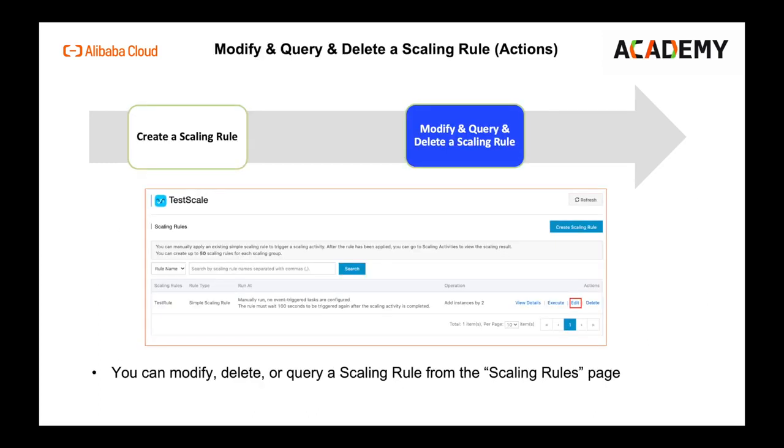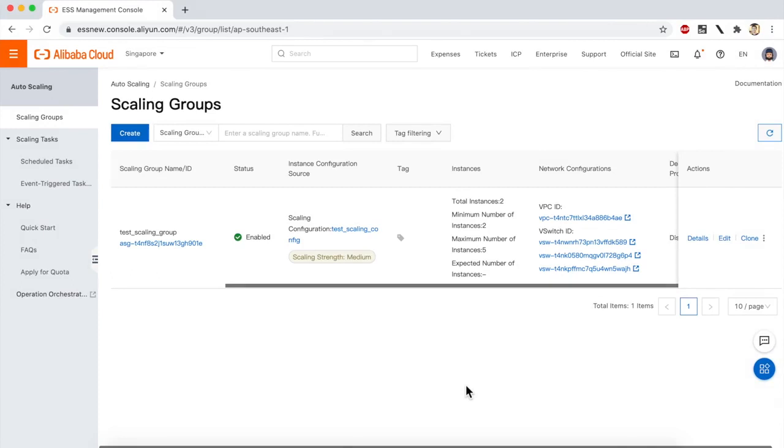You can modify, delete, or query scaling rules from the scaling rules page in the console. Let's take a look at how to do that now. We're now back in the console. Here's our scaling group. Let's take a look at the scaling group.